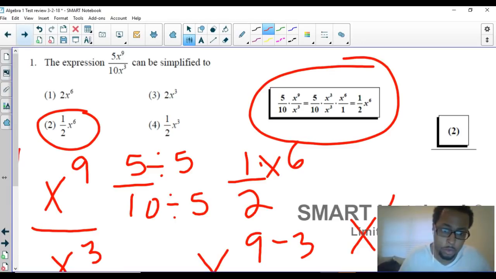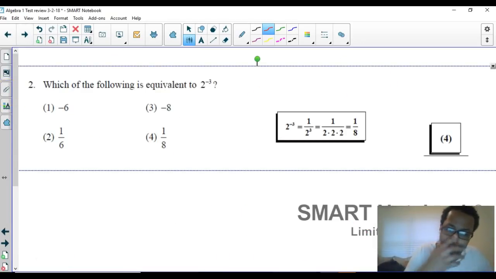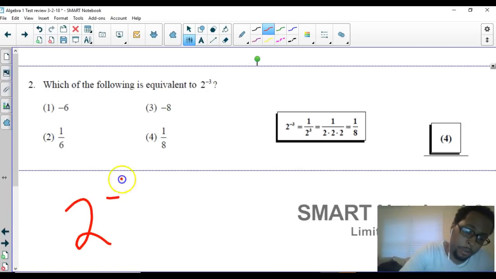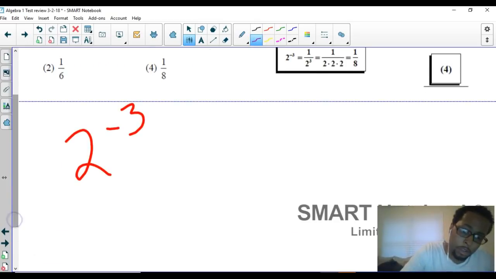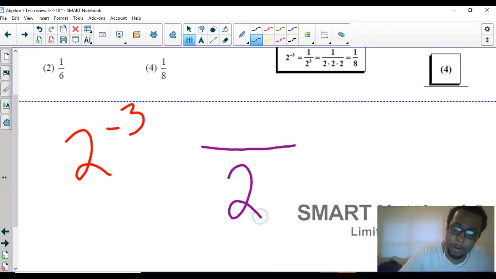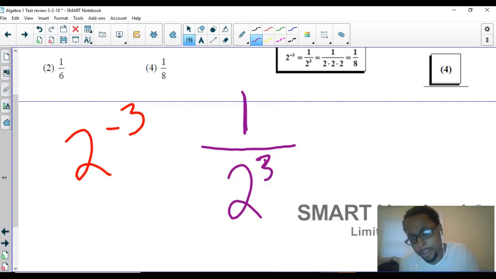Question number 2. Which of the following is equivalent to 2 to the negative 3rd power? Just remember this, guys. You cannot have negative exponents. You can, but we don't like to leave them negative. So we have to change this. In order to change it, we make the exponent positive, but now it goes to the bottom. On the top, you're left with the 1. So anytime you have a negative exponent, you move it to the bottom and it becomes positive.